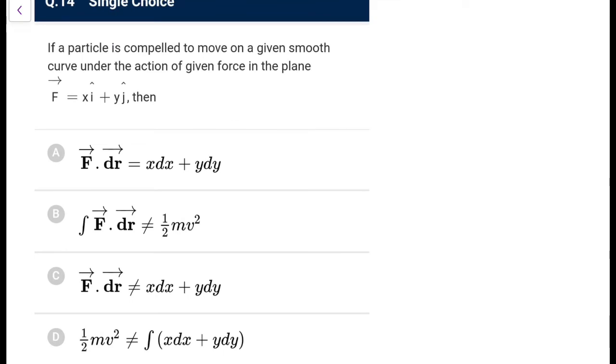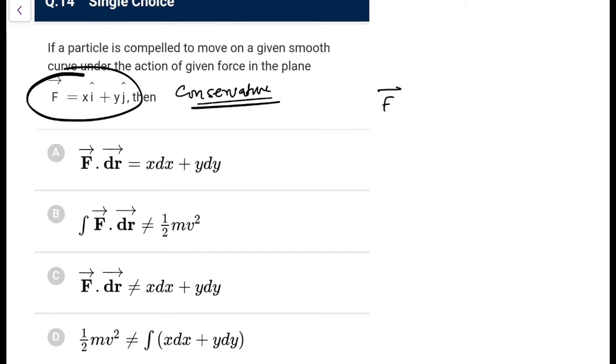If a particle is compelled to move in a given smooth curve under the action of the given force in the plane xi cap plus yj cap. So just remember, if you have seen my work done by the force along a path, you know this is a conservative force, because fx is dependent on x and fy is dependent on y. So what you have to do is find this integration, f dot dr.